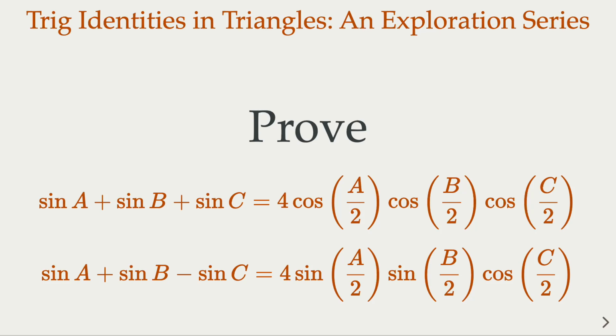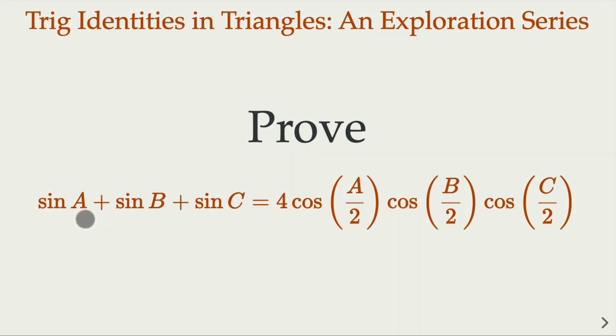This is the first of the mini-series on the trig identity for the angles of a triangle. A, B, C are the three angles of a triangle. Then we have the identity here: the sum of sines equals 4 times the product of the cosines of the half angles.